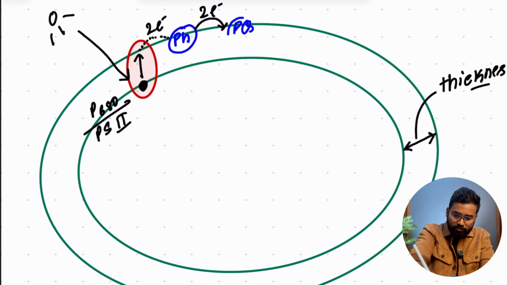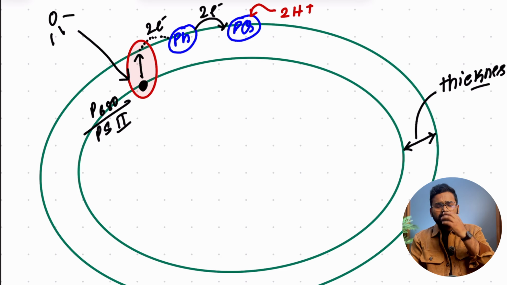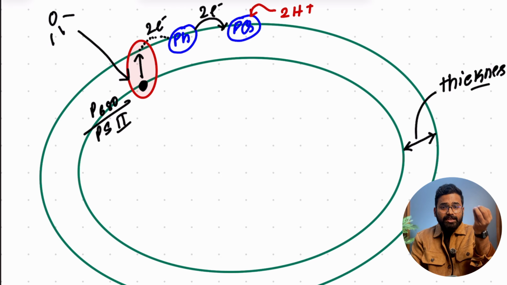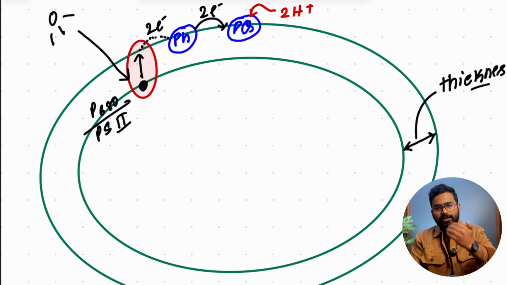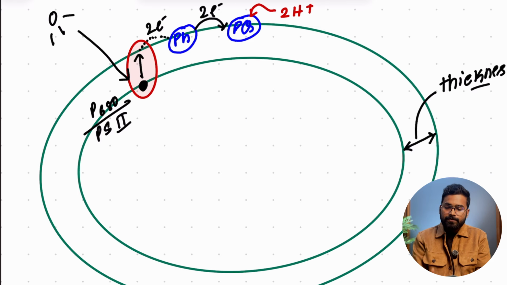Now this plastoquinone itself receives a proton from the stroma. Say this is proton. It receives proton from the stroma. Sometimes we confuse the statement as NCERT writes receives a proton from the stroma. Here the number of protons depends on the number of electrons. For 1 electron there is 1 proton. Since we have taken 2 electrons, I have written 2H plus.